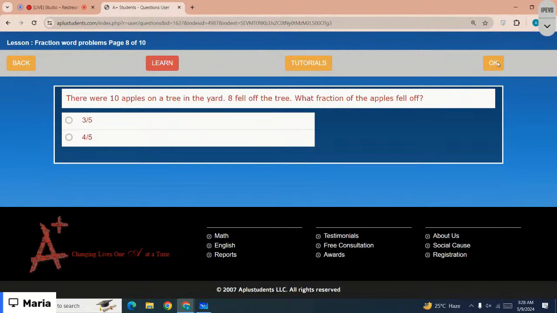There were 10 apples on a tree in the yard. Eight fell off the tree. What fraction of the apples fell off? Which is the correct option? That would be four out of five.